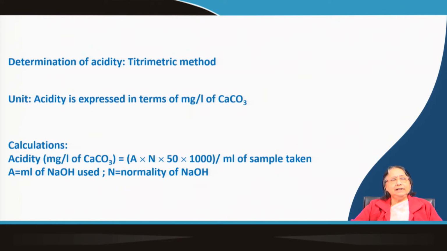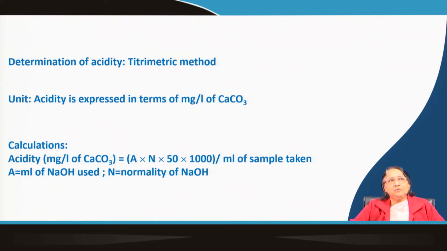Now, phenolphthalein indicator is colorless in acid and pink in alkali. So, you have added phenolphthalein in the acidic solution, and you will see it is colorless, and then you start your titration. From the burette you are adding the standard sodium hydroxide solution. At the end point it will become pink, because phenolphthalein gives pink color in alkali. So, you will get pink color, and then you can say that the acidity is neutralized.